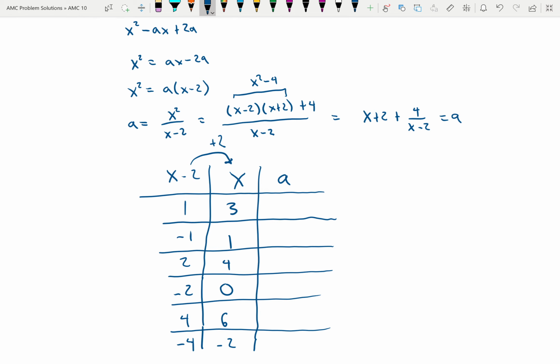So when we plug in 3, we're going to get 5, and then plus 4, which is 9. When we plug in 1, we're going to get 3, and then that's going to be minus 4, so we get -1. When we plug in 4, we will get 6, and then that is going to be plus 2, which is 8.